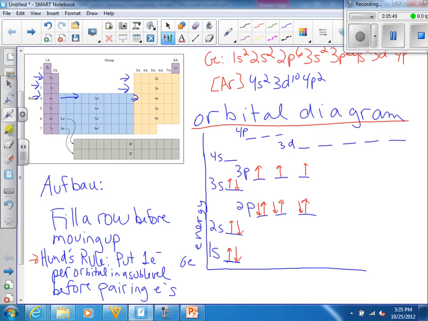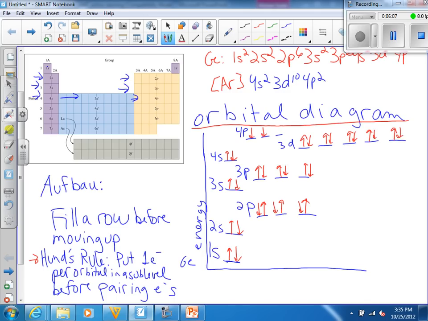2, 4, 6, 8, 10, 12, 13, 14, 15, 16, 17, 18, 19, 20, 21, 22, 23, 24, 25, 26, 27, 28, 29, 30, 31, 32.